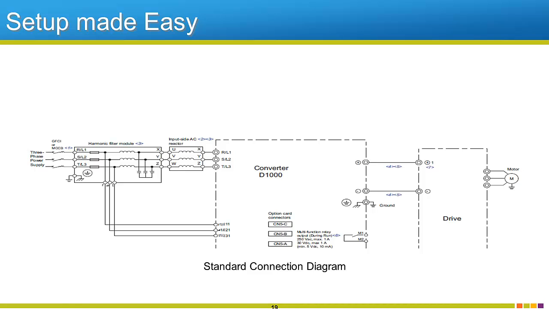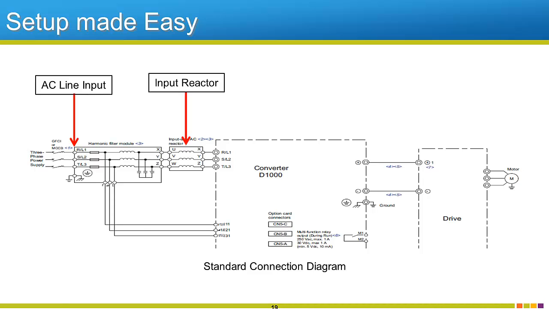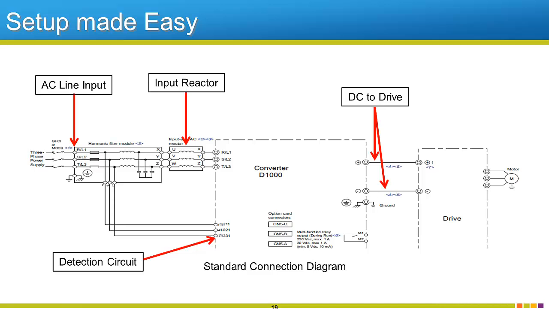The D1000 takes the AC line input and outputs DC power to the drive. Main circuit connections are left as simple and as straightforward as possible. AC line input is wired through the customer's installed protection, such as a breaker or fusing, into the harmonic filter module. The input reactor is then wired in series between the filter module and the D1000. Leads are run from the harmonic filter module to the voltage detection inputs. And lastly, the two DC lines to the drive must be connected to the output.